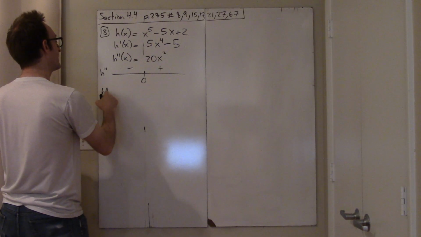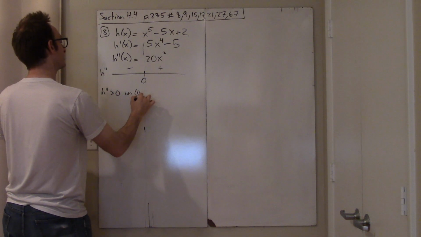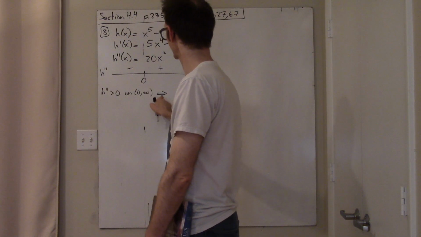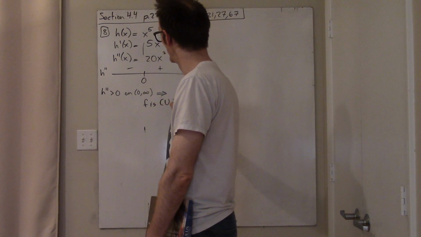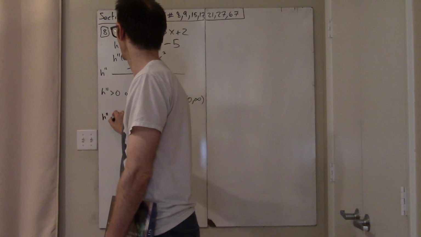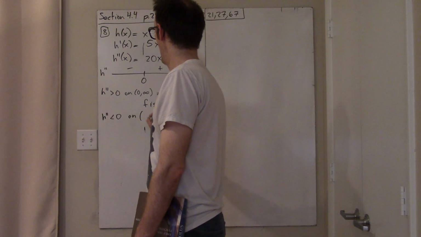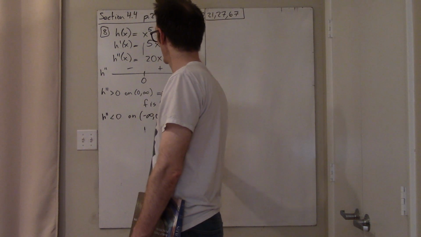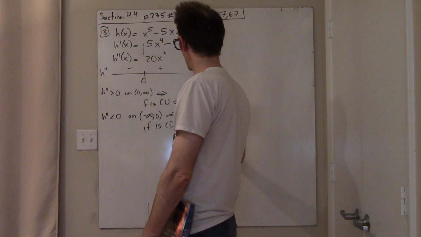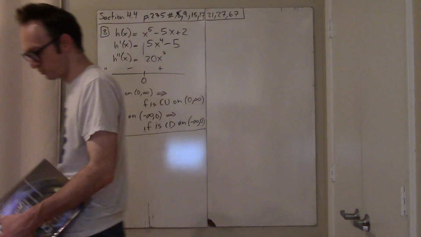Since h double prime is positive on the interval 0 to infinity, we conclude that h is concave up on the interval from 0 to infinity. But since h double prime is negative on the interval negative infinity to 0, we conclude that h is concave down on the interval from negative infinity to 0. So that's it. Okay, I'll just move on.